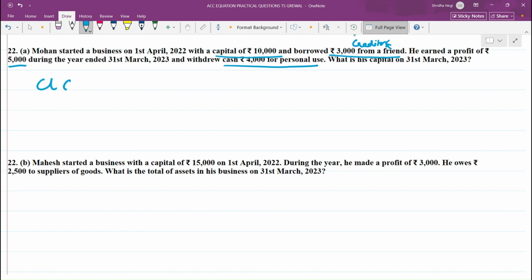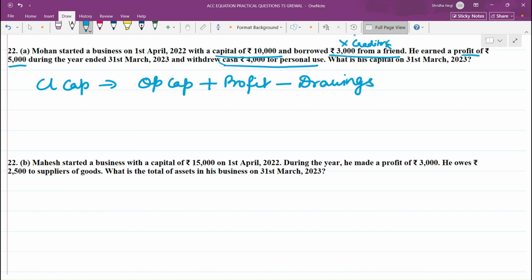तो आपको closing capital calculate करनी है. So closing capital will be your opening capital. अब इसमें इसका कोई काम नहीं है creditor का, है ना? Nothing. But profit affects the capital. So you have to add the profit. And drawings का क्या करना है? This 4,000 drawings, this will be subtracted. Understood? So this 3,000 credit जो friend से borrow किया, that will not be taken into account. उसका कोई काम नहीं है capital के calculation में.